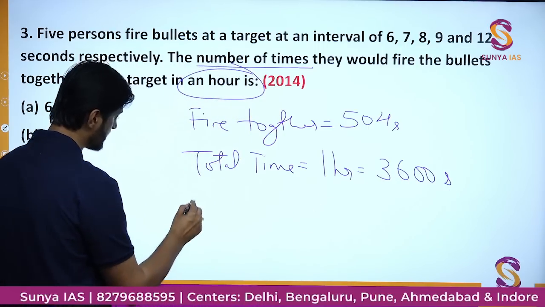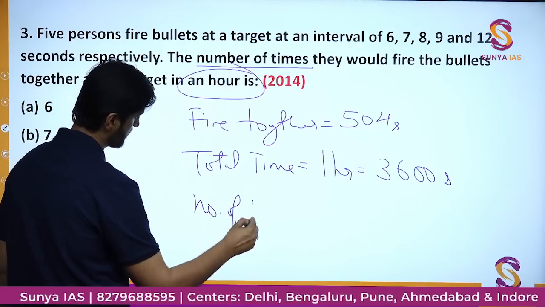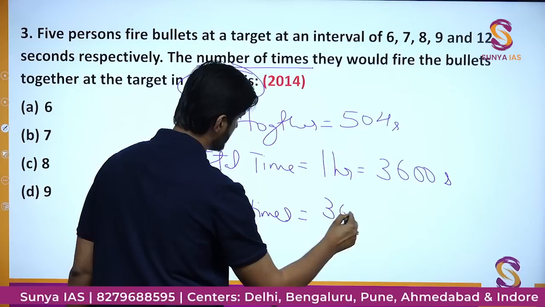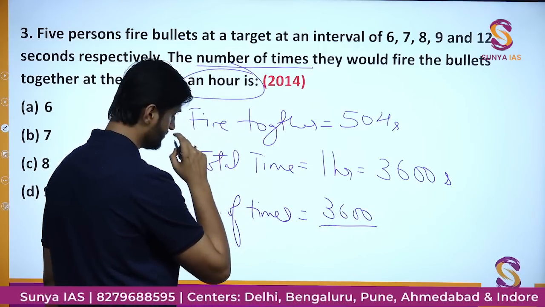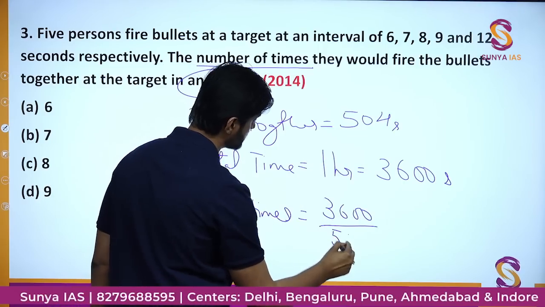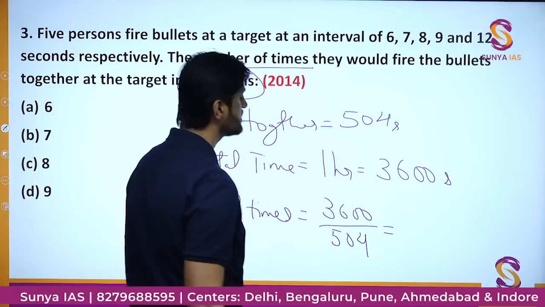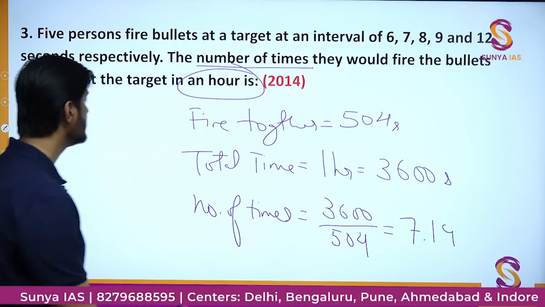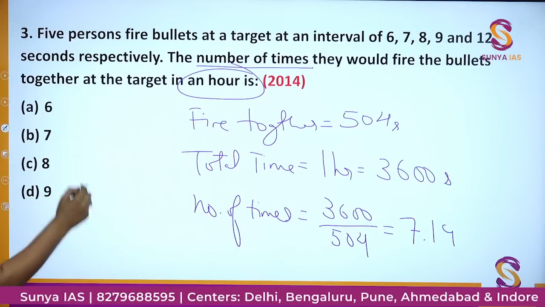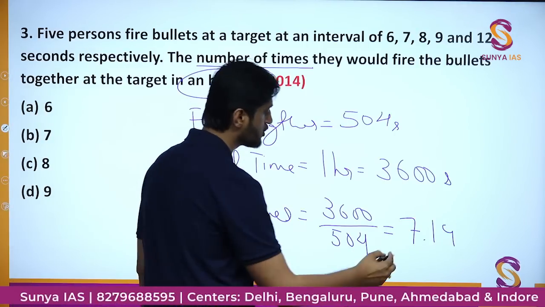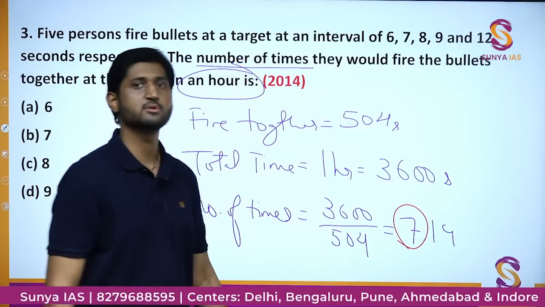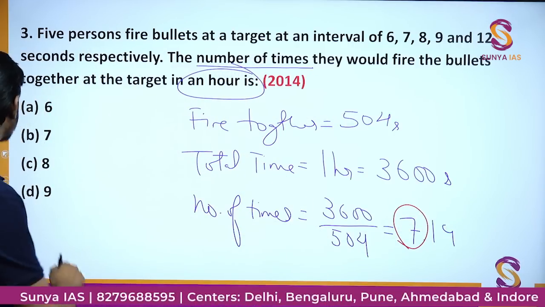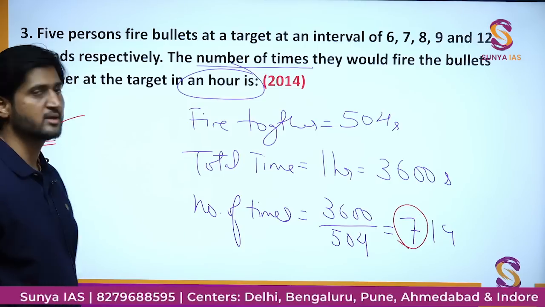And now we have to find the number of times they fire together. That would be nothing but this total value 3600 divided by this value 504, and you will get something around 7.14 and so on, doesn't matter. The only thing which matters here is that in this time of 1 hour, they will actually fire together 7 times. Okay, so that is the basic idea of this particular question. So the correct answer is going to be option number B, that is 7.